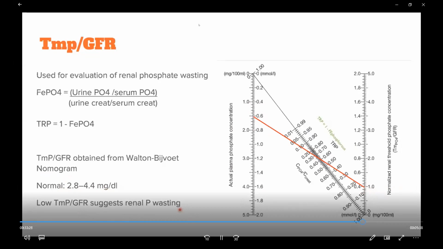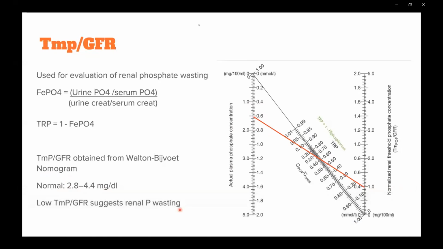So by this mechanism, for any patient who has low serum phosphate, if you want to identify whether the source of this low serum phosphate is renal phosphate wasting or not, one would calculate the TMP-GFR. A low TMP-GFR means the patient is having renal phosphate wasting.